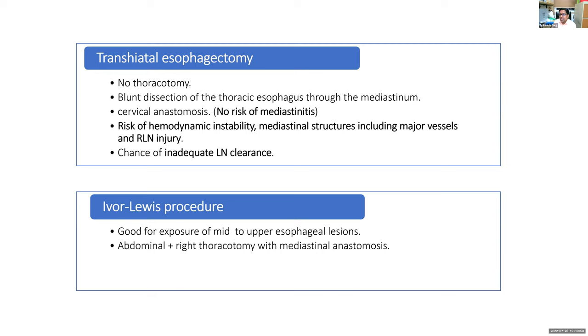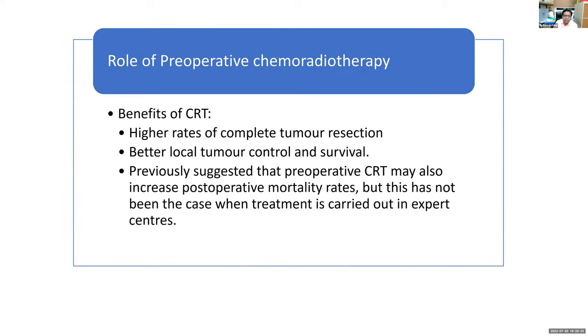Also, in cancer patients, we are looking for the various lymph nodal stations, and the clearance is required. So the clearance may not be very feasible because of the inadequate visibility when this approach is followed. On the other hand, the Ivor-Lewis procedure has a good exposure of mid to upper esophageal lesions, and that's why these are usually done for cancer patients who have lesions somewhere in the middle esophagus.